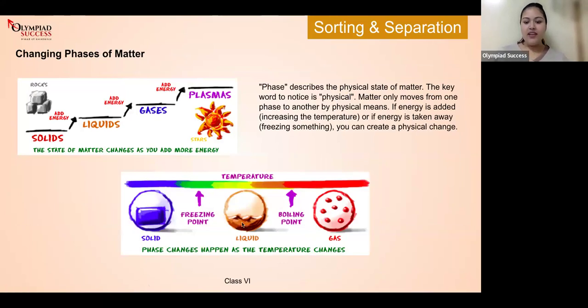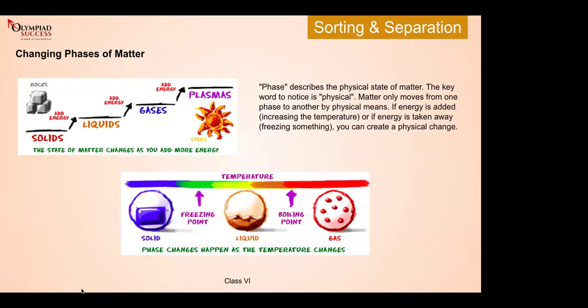Then we have liquid converting into gas. So the point at which liquid converts into gas is known as the boiling point. Now, the boiling point of water is 100 degrees Celsius. All right. Any doubt, anyone?